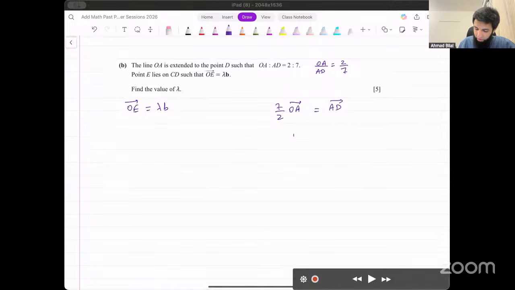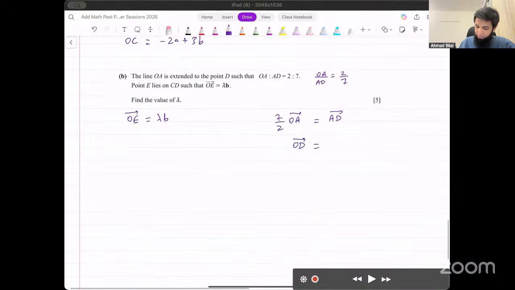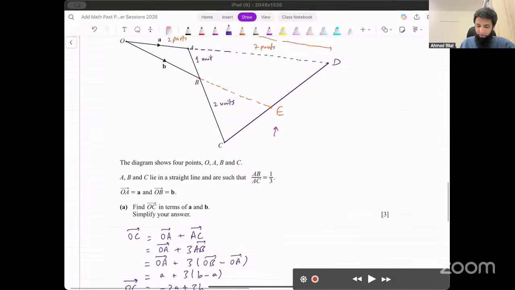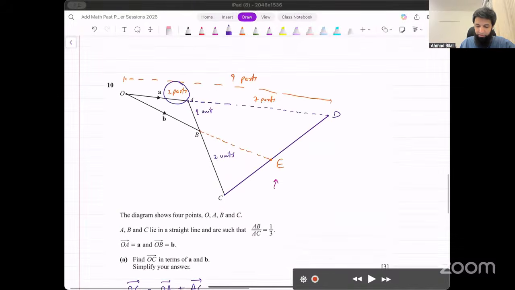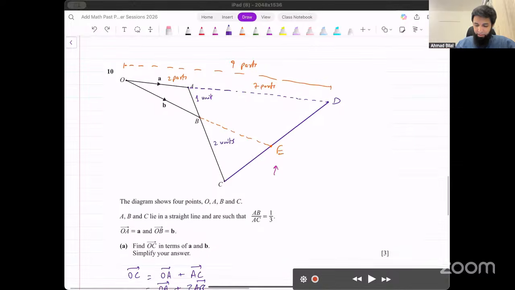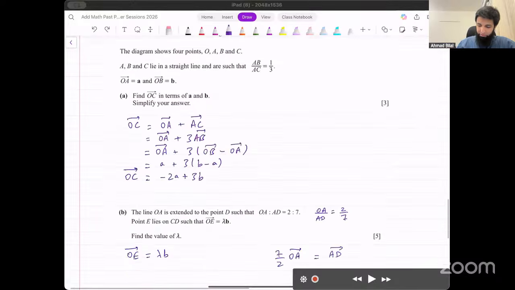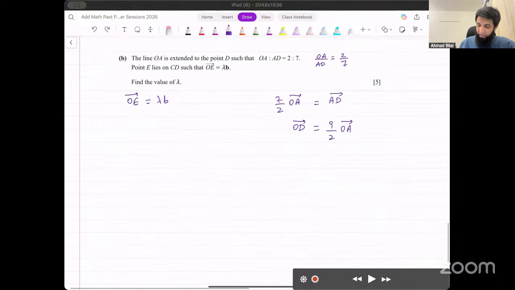Vector OD. What is that going to be? 9 over 2 times OA, right? If this is 2 parts, the whole thing is 9 parts. So it's kind of multiplied by 9 over 2 or 4.5. So that's 9 over 2 times OA. So OD vector turns out to be 9 over 2 times A. That's OD vector.